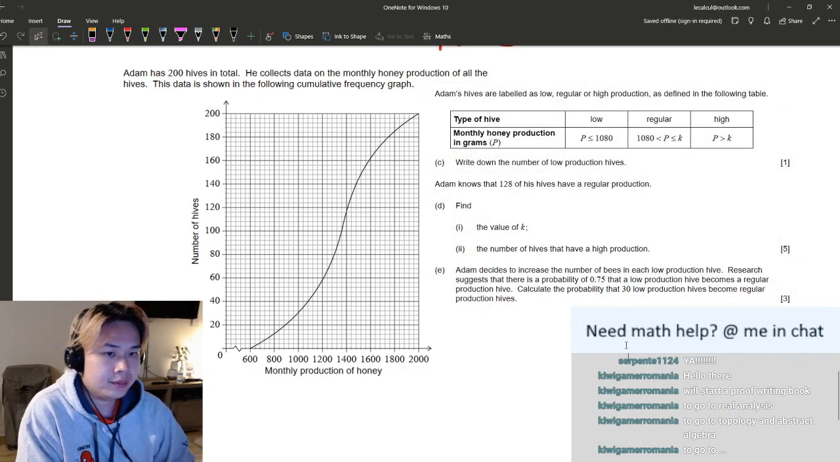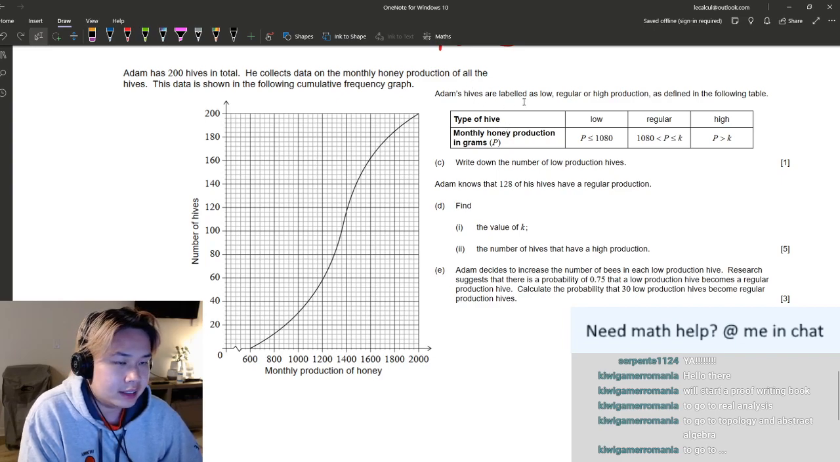Okay, this looks good. Adam's hives are labeled as low, regular, or high production according to this table. So if you make less than 1080, you are low production. And then here's a regular amount. We don't know how much is the upper boundary, so we'll probably figure that out later. First off, find the number of low production hives.